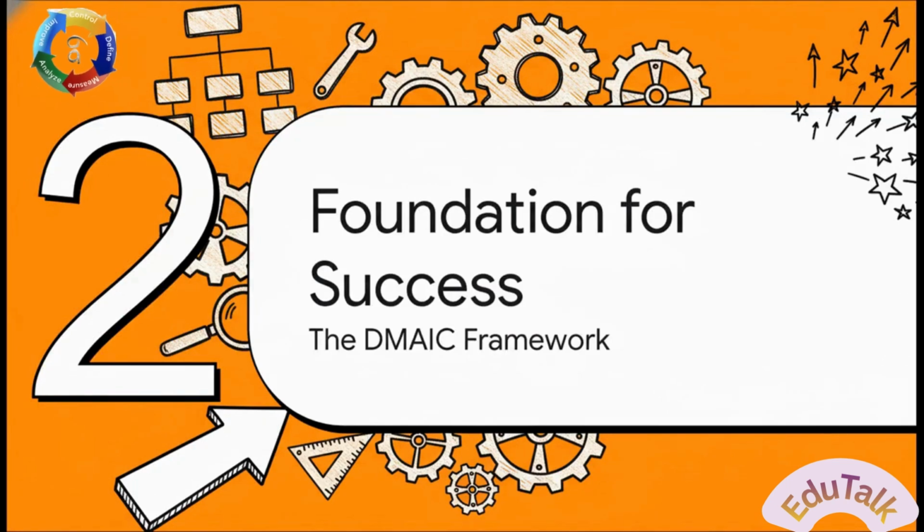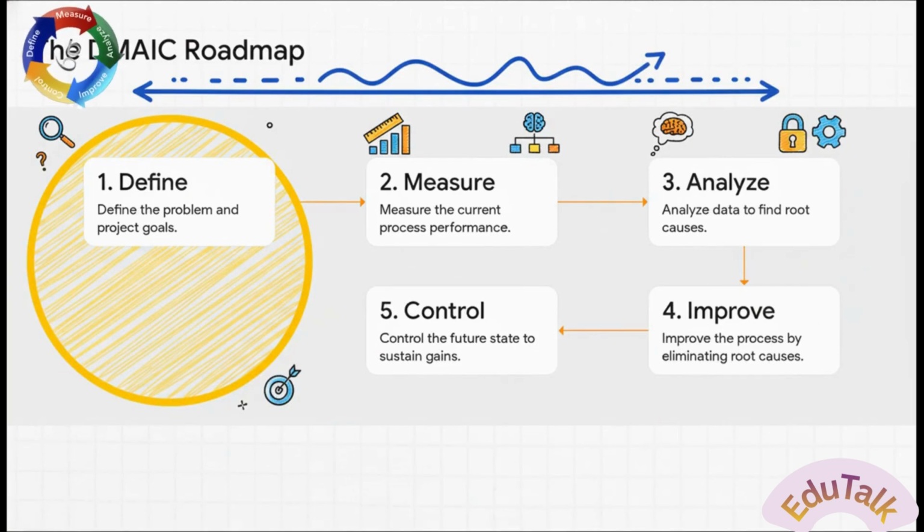So, okay, we've got these great principles, but how do we actually put them into action? Well, we use a structured, disciplined process, and it's called DMAIC. DMAIC is the 5-phase roadmap that guides every single Lean Six Sigma project. You define the problem, you measure how the process is doing now, you analyze to find the root causes, you improve the process, and then you control it to make sure the gains stick. And today, our entire focus is on that first highlighted, absolutely crucial step, define.